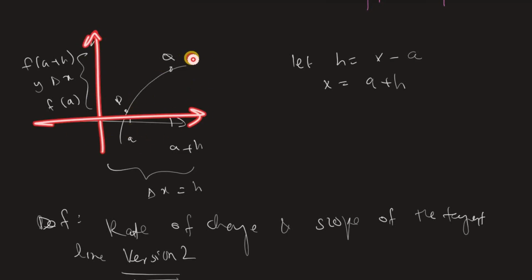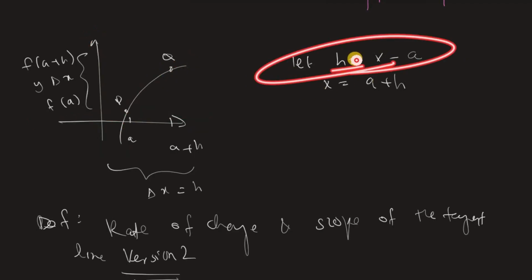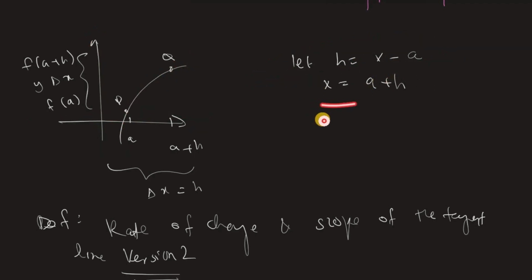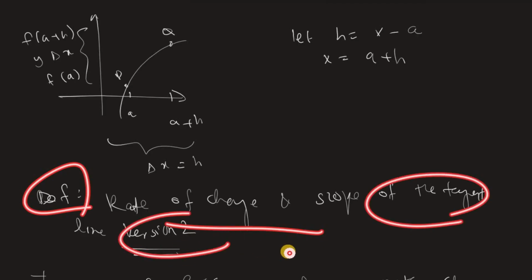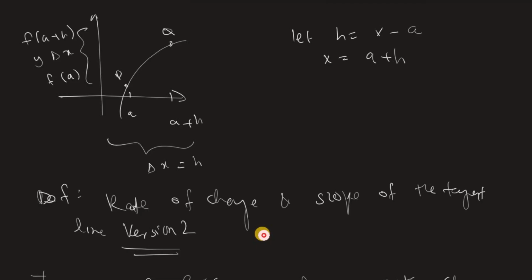Okay, so now let's move on. We have this graph over here. As you can see, we have points P and Q on a curve, and we are letting h equal x minus a, so x equals a plus h. Here we have a definition written, rate of change and slope of tangent line. Now I'm going to show you version 2 of it. I've shown you version 1, now version 2.